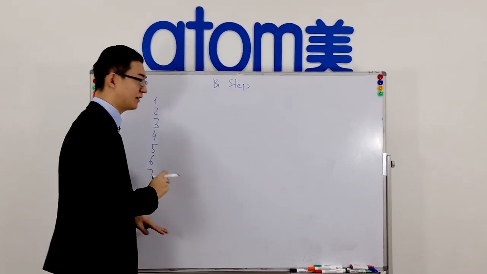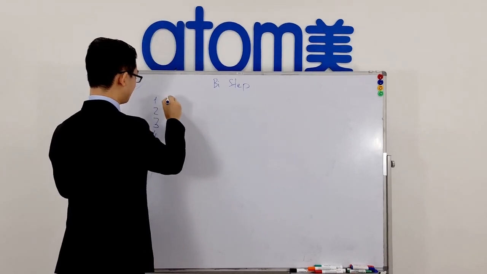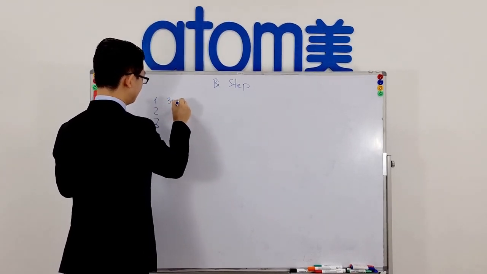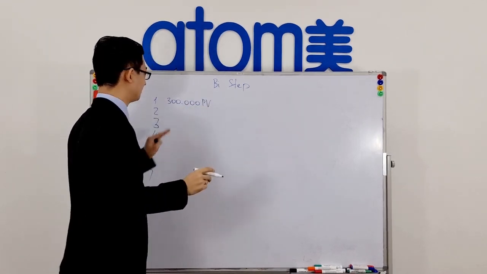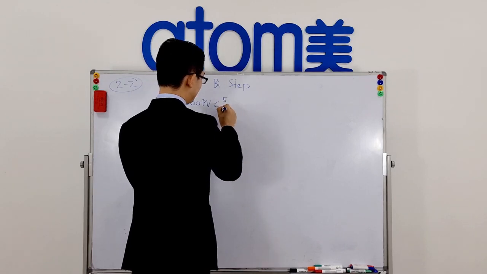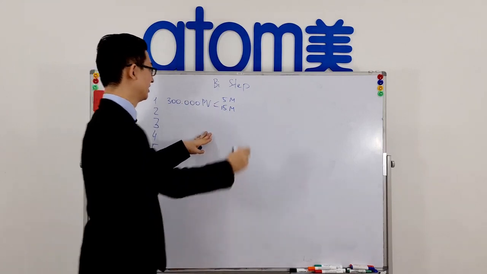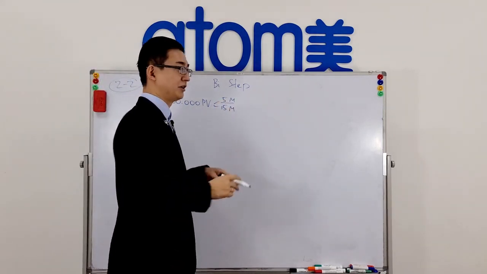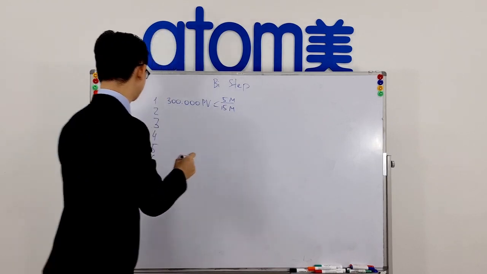So we will not cover every binary step in this video, we'll focus on the first one. The first binary step is 300,000 PV. And for this step, you receive a score of 5 or 15 multipliers. So what does it mean? These multipliers are calculated on a weekly basis into money, based on global sales.